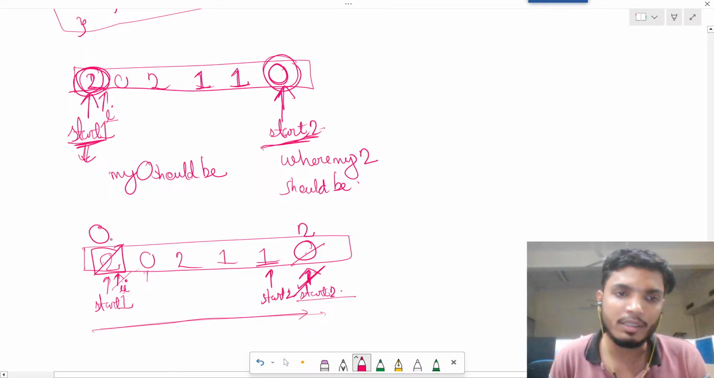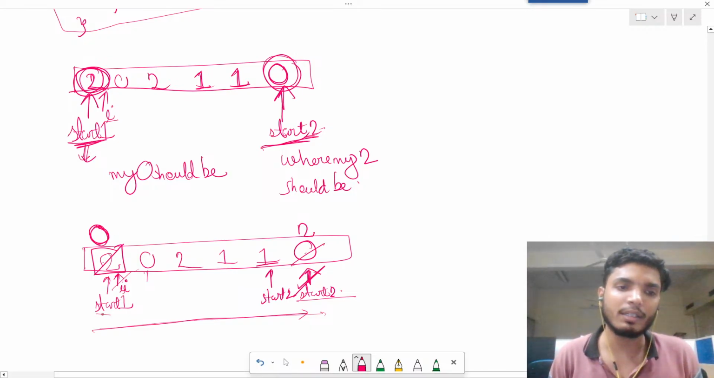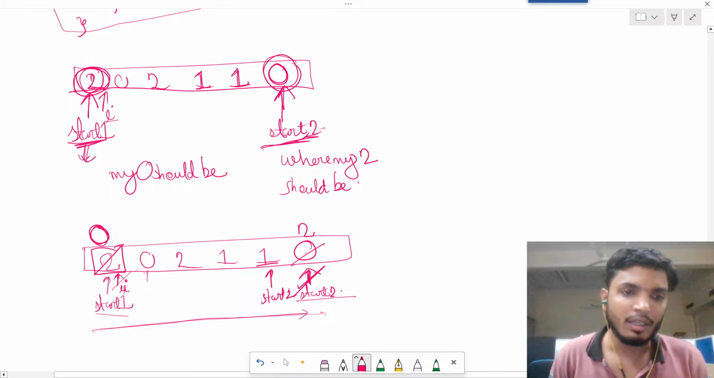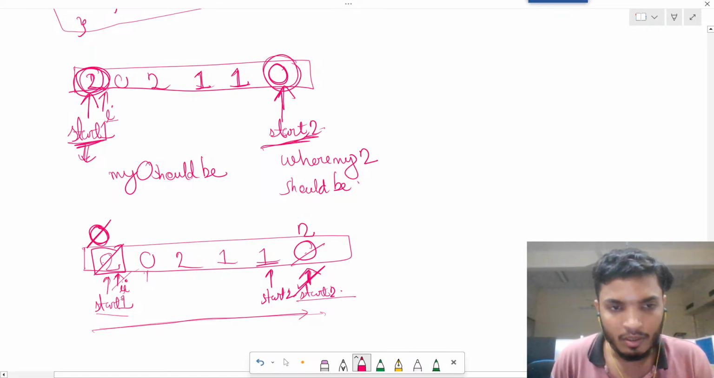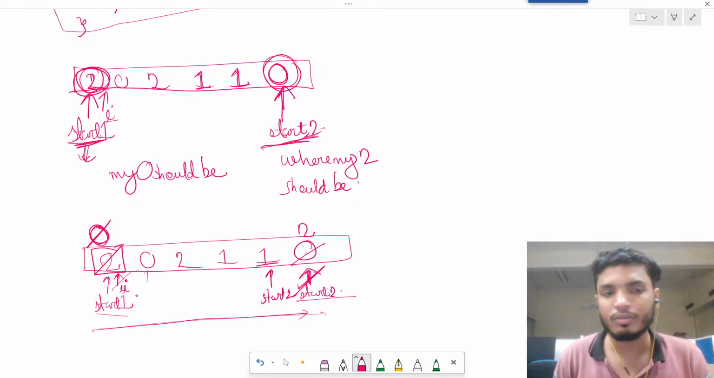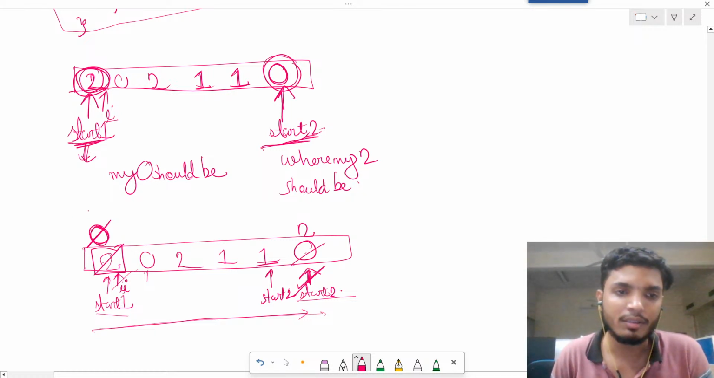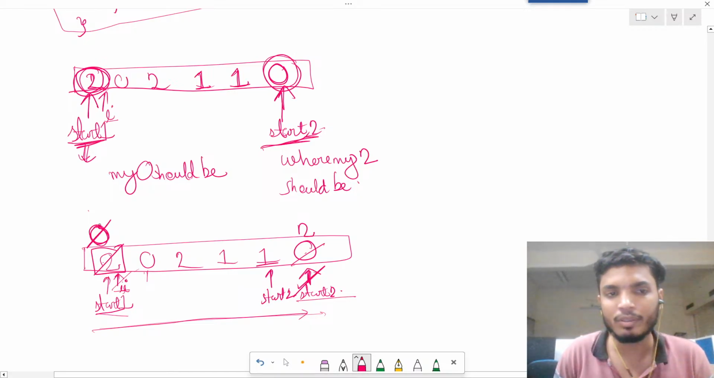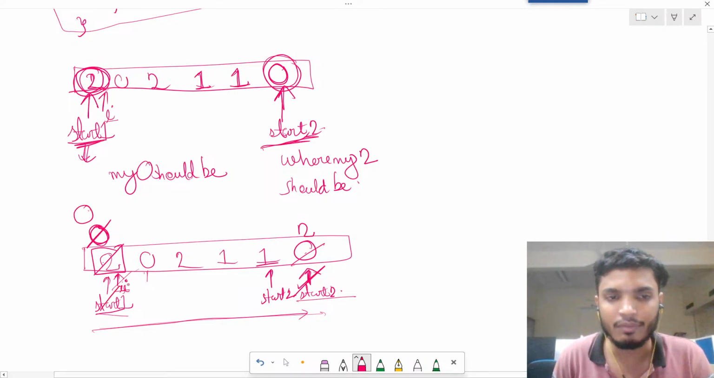So I'll check I, what is I, this is 0. Where did 0 have to be put? At start 1. So I'll swap arr of start 1 and arr of I again, because start 1 indicates where my 0 should be. So I am swapping arr of start 1 and arr of I. It is the same element that is being swapped, so the 0 remains 0. Then start 1 will move ahead and I will also be moving here. So this is again 0.